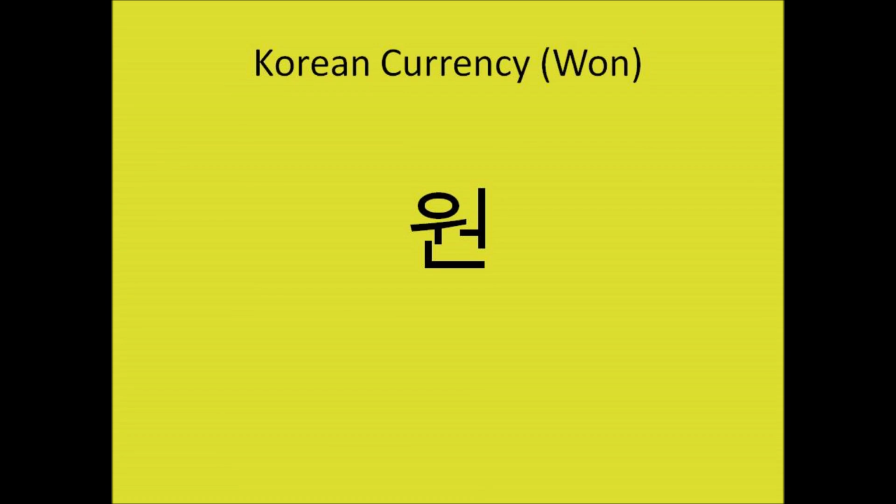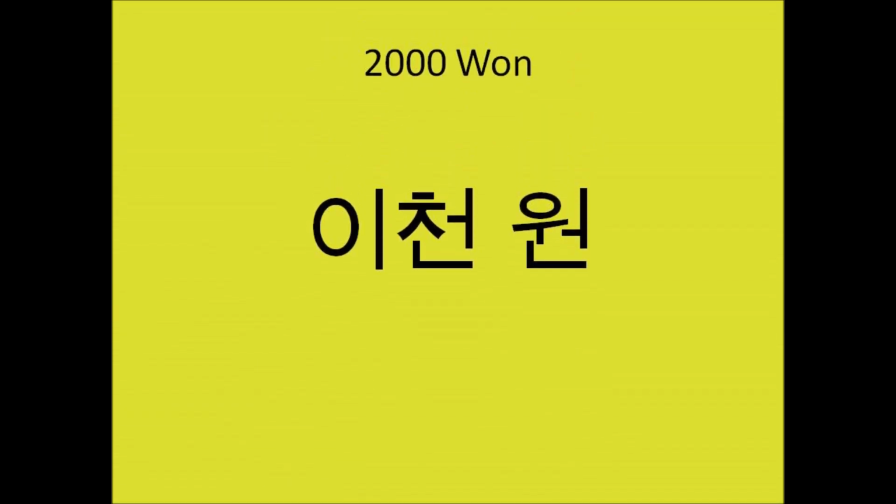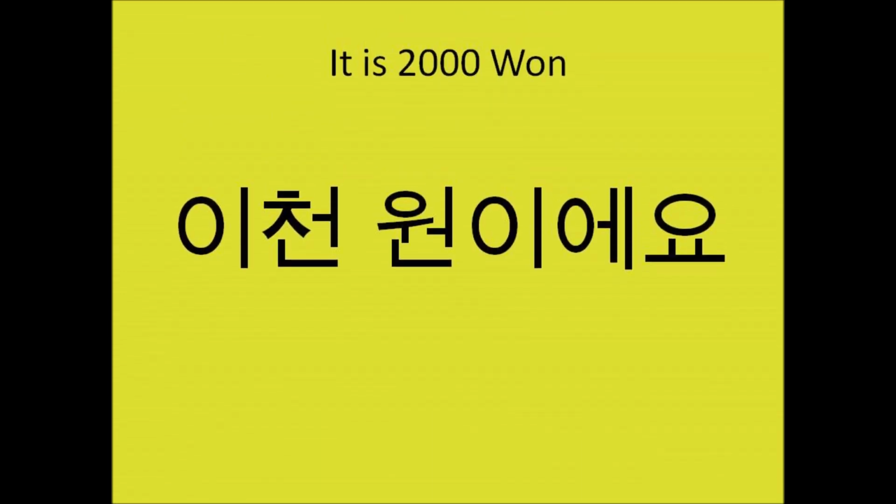원, Which is the unit of Korean currency. As of today, both North Korea and South Korea use this as a measure for currency. 2,000원, Which means 2,000 won. 천, Refers to 1,000. 2,000원이에요. Which means it is 2,000 won.